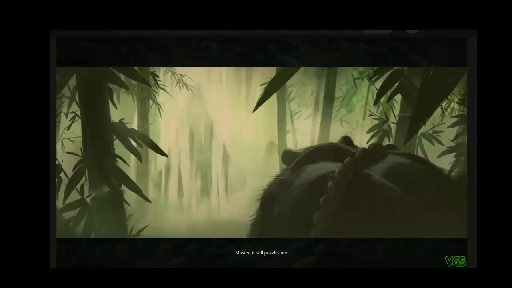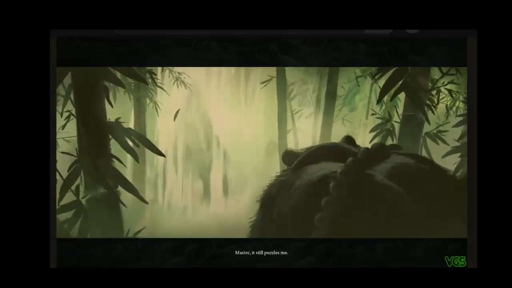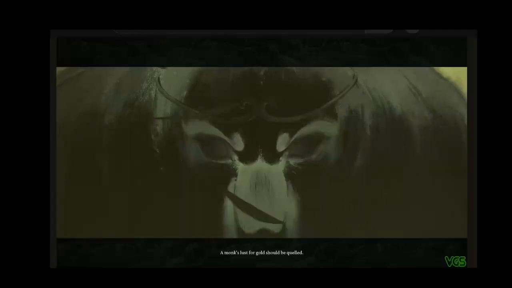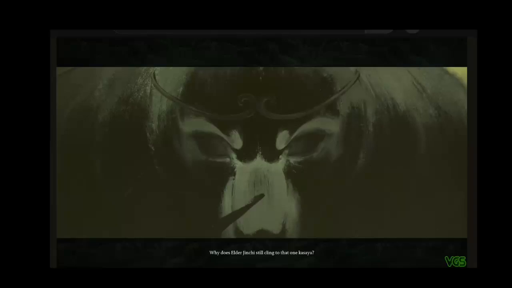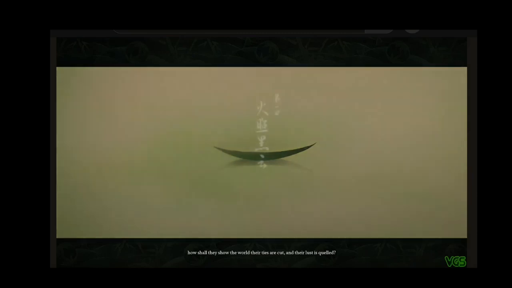Master, it still puzzles me. A monk's lust for gold should be quelled. Why does Elder Jinchi still cling to that one Kasaya? Bereft of that Kasaya, how shall they show the world their ties are cut and their lust is quelled?